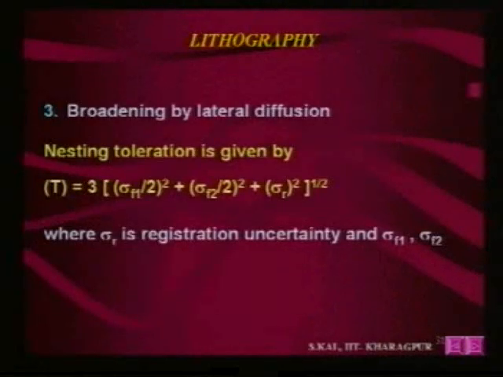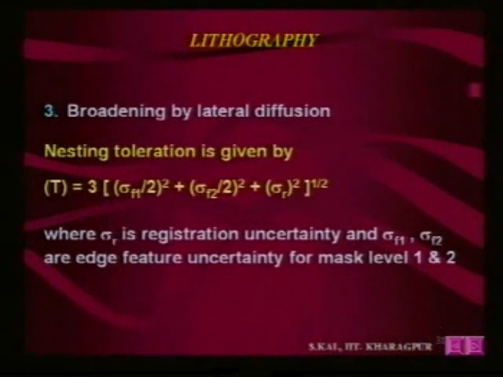So the nesting tolerance is given mathematically by this relation: T equals 3 times the square root of (sigma f1 by 2) squared plus (sigma f2 by 2) squared plus sigma r squared. And what are the sigmas? Sigma r is the registration uncertainty, and sigma f1 and sigma f2 are the edge feature uncertainties for mask level 1 and 2.